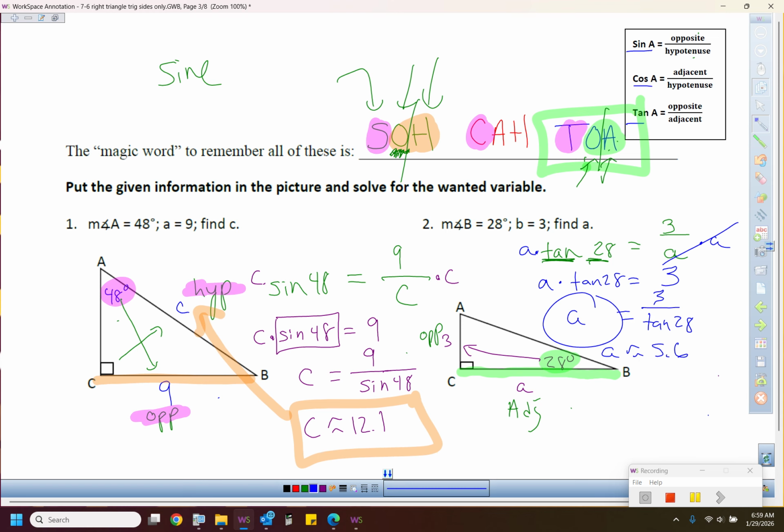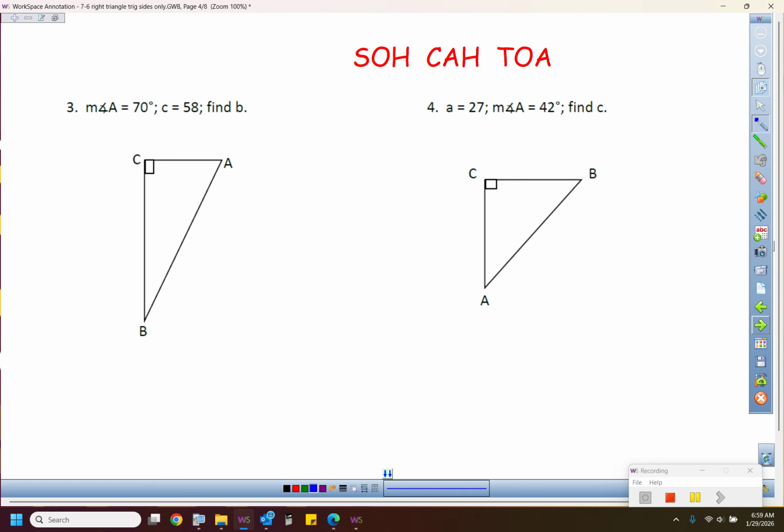So weird, but it gets easier and easier and easier as the chapter goes on. And by the way, this only works if you have a right triangle. You have to have a right triangle first. So we'll put the info in the picture. Measure of angle A is 70 degrees. Little c is 58, so that's going to be across from big C. And find little b, that would be right here.